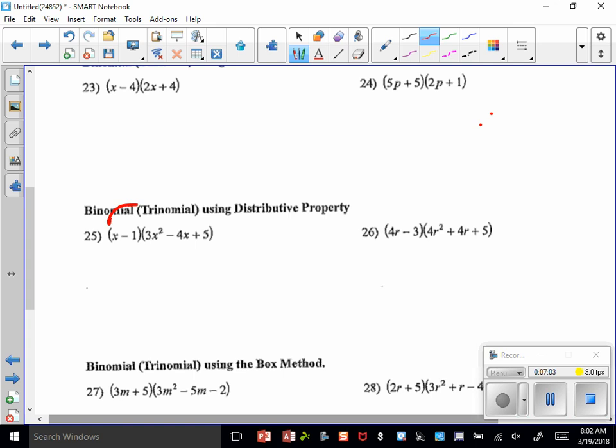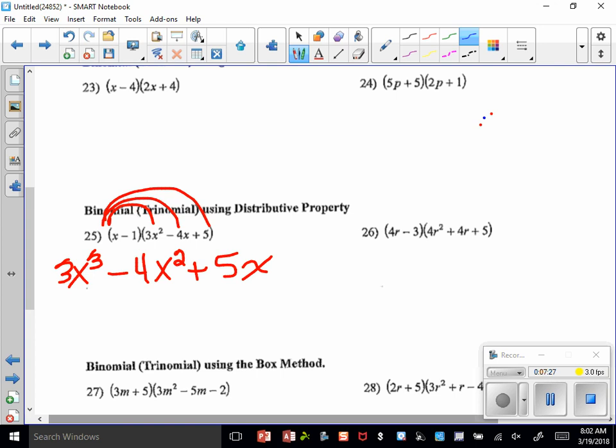So I'm going to take the x, and yes, I'm going to distribute that x to all three terms in that trinomial. So that's going to be 3x to the third, minus 4x squared, plus 5x. So that's just first taking the x term and multiplying it by all three. Now I'm going to take the negative 1, and I'm going to do the same thing. But notice this time I'm going to line them up underneath instead of continuing this way. I'm going to do it vertically.